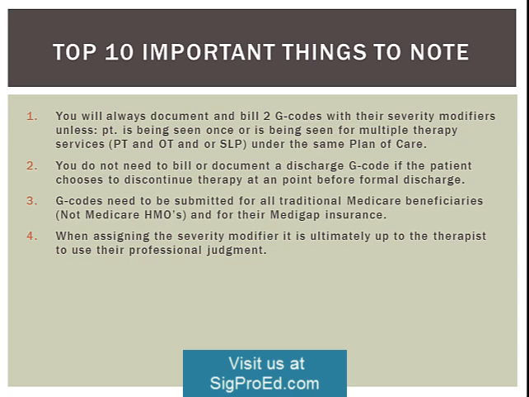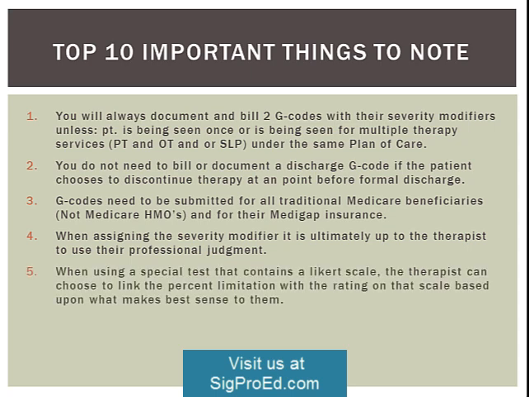Number 4, when assigning the severity modifier, it is ultimately up to the therapist to use their professional judgment. The therapist will consider multiple pieces of information taken at the initial evaluation and also using special tests, but ultimately it is up to the therapist to determine the appropriate percent limitation and therefore severity modifier based upon those pieces of information as well as their professional judgment.